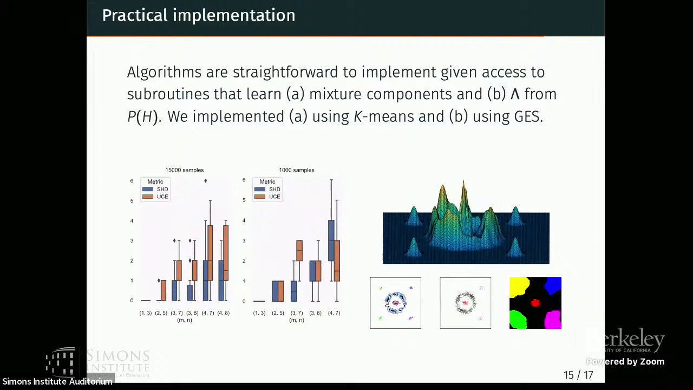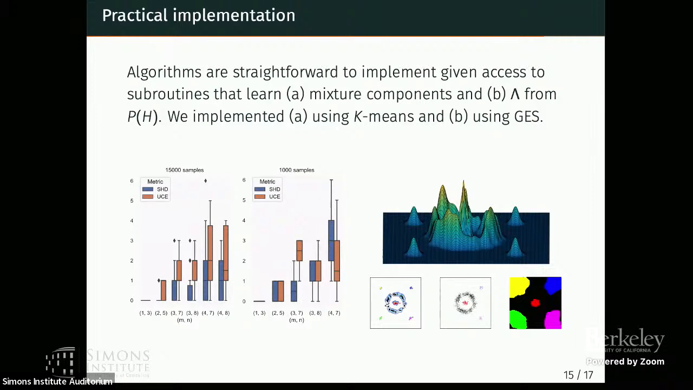If you focus on the blue bars here, this is the Hamming distance between the true graph and the learned graph. We implemented this algorithm using k-means to implement the mixture oracle, so we didn't have to do anything super fancy. It turns out k-means will do a good job. Then we used greedy equivalence search to learn the Markov equivalence class. And over here on the right, I always like to show this fun picture of an example where we learned a non-parametric mixture model with 6 components. Yes, 6 components. Any questions so far?